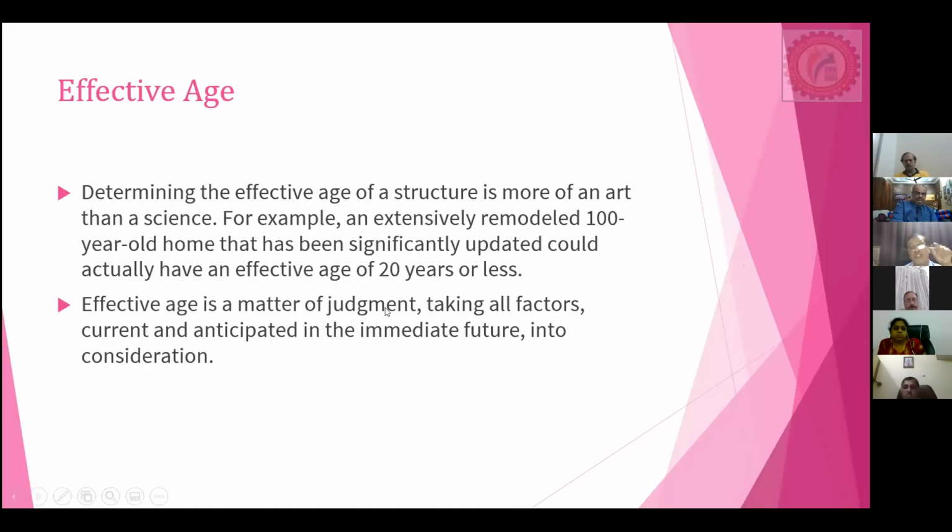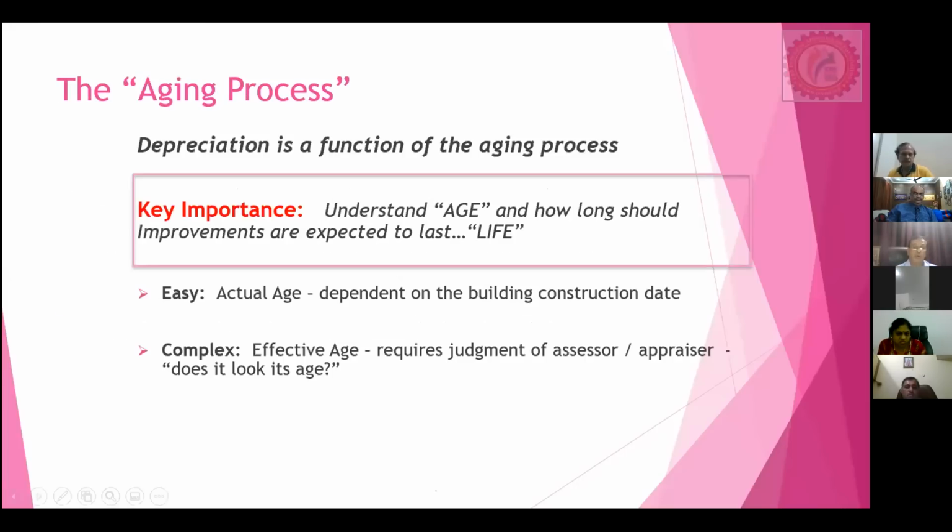Effective age is a matter of judgment, taking all factors, current and anticipated in the immediate future, into consideration. What are the factors? Current factors, and anticipated factors, that is future benefit. Now, effective age. So there is no worry. Actual age we can calculate very easily, depending on the building construction date. What is complex is calculating the effective age, because it is a matter of judgment.